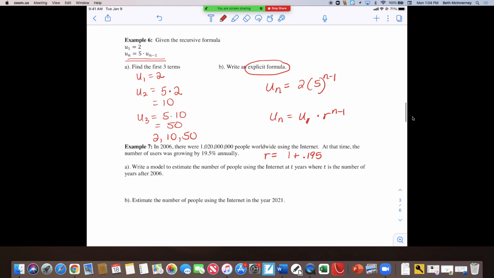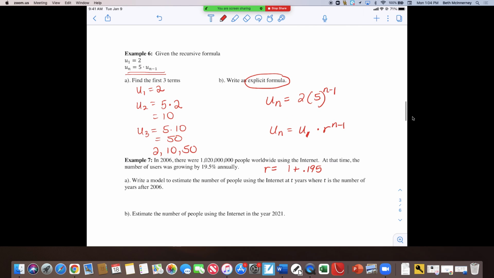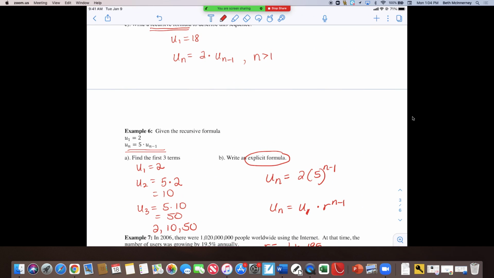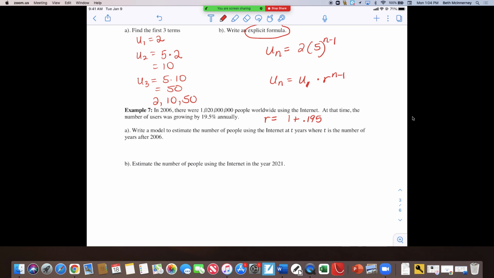All right, so part A says, write a model to estimate the number of people using the internet at t years, where t is the number of years after 2006. So what we're going to do is y equals, r is going to be 1.195, and instead of it being t minus 1, we're going to put t so that in 1 year, t equals 1, that would be 1 year later. Okay, that's why we don't want the t minus 1 in there.